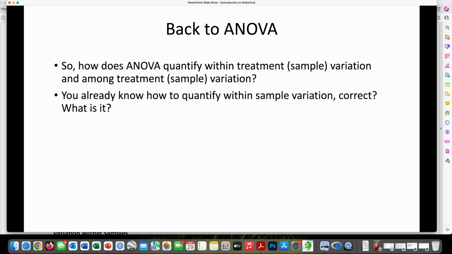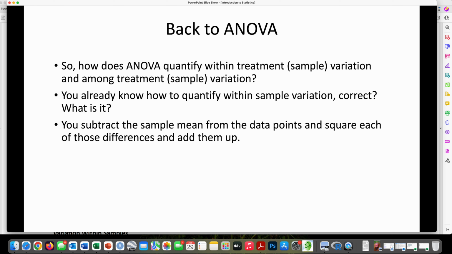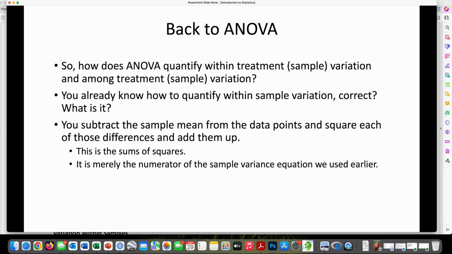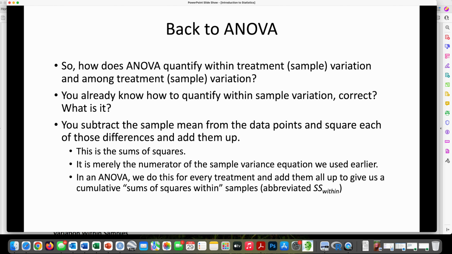We already know how to quantify sample variation within a sample, and that is basically the sample variance estimate. So you subtract the sample mean from the data points, square each of those, and add them up. This is sum of squares. It's the numerator of the sample variance equation we used earlier. In an ANOVA, we do this for every treatment, and we add them all up to give us a cumulative sums of squares within samples.